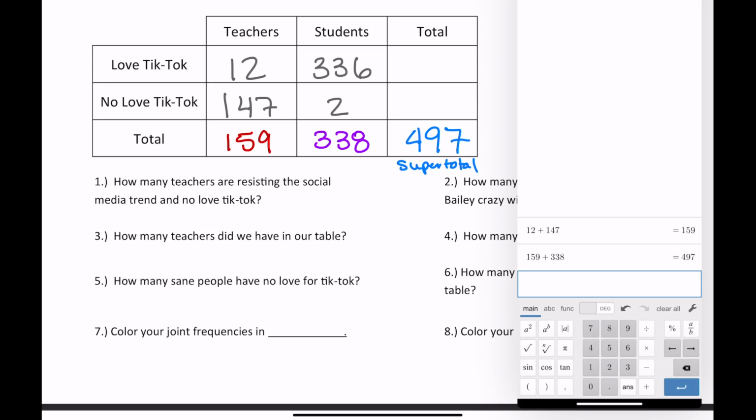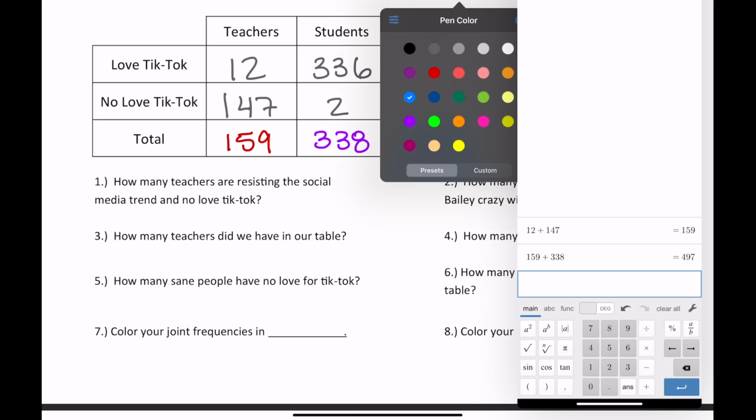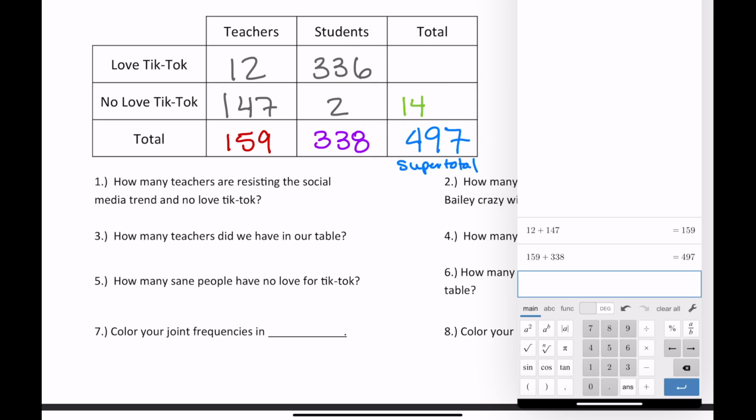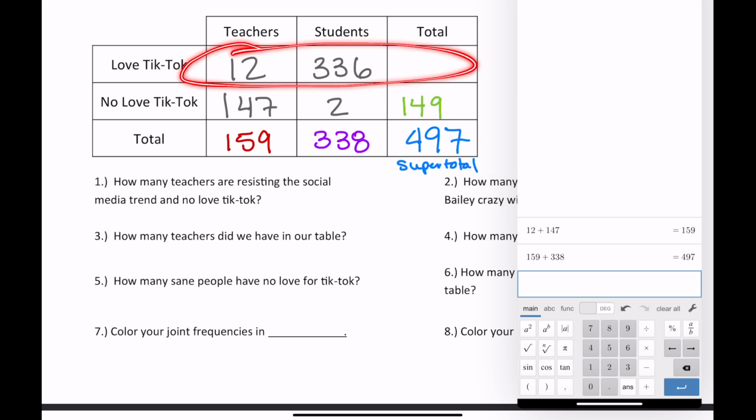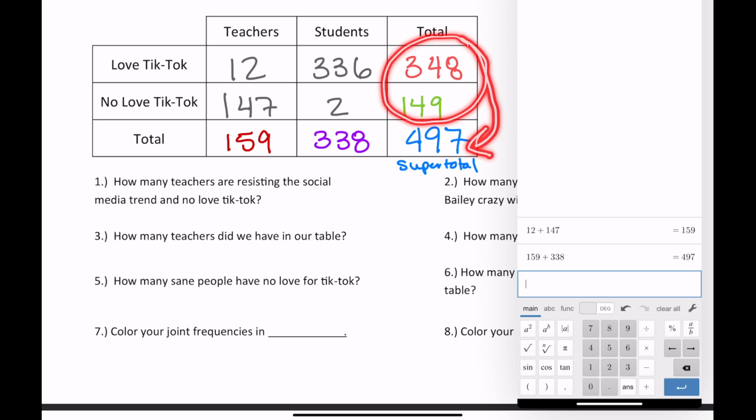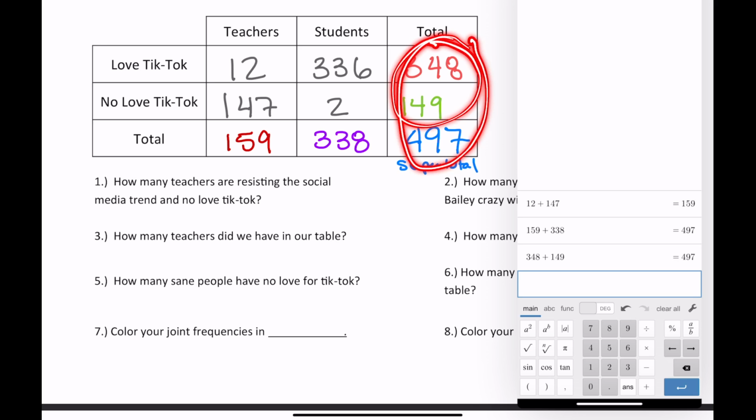Okay, now what I'm going to do is my rows here. So we've got to do 147 plus 2. I'm going to do that one in my head, but you can use a calculator if you need to. So we've got 149. Then we're going to do this last row here. So we've got 12 plus 336, and that should give us 348. Now I'm going to double check that these two totals equal 147. So I've got 348 plus 149, and that works. You need to make sure that these two numbers total 147 and these two numbers add up to 147.